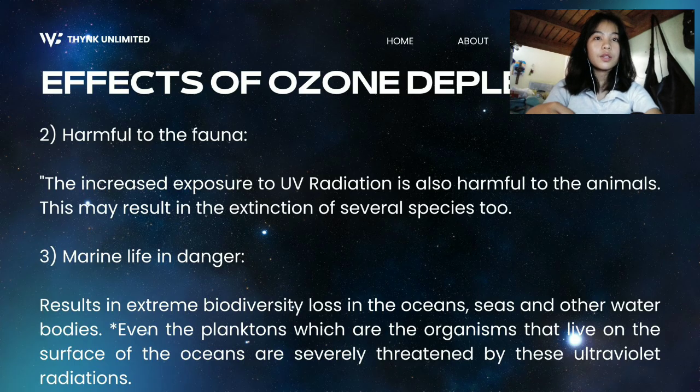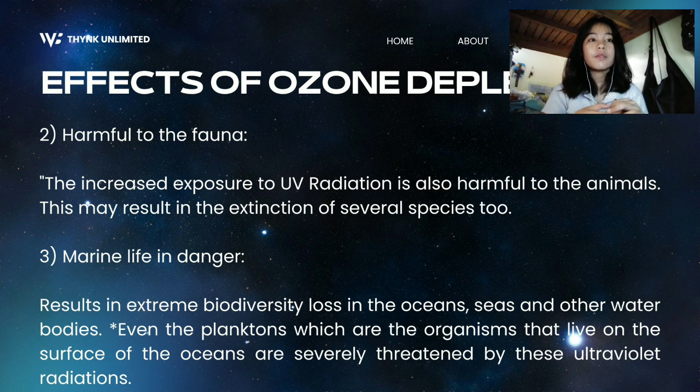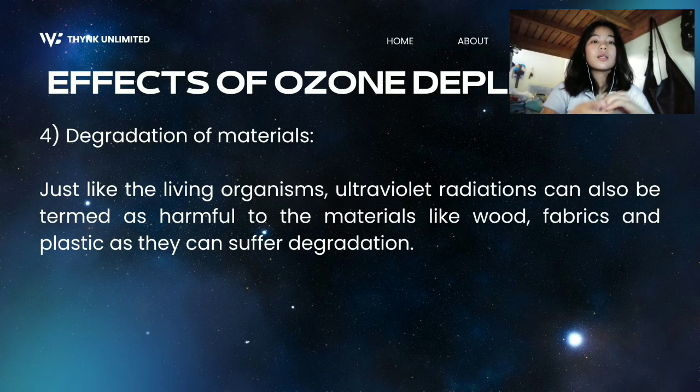Third, we have marine life in danger. It results in extreme biodiversity loss in the ocean, seas, and other water bodies. Even the plankton, which are the organisms that live on the surface of the ocean, are severely threatened by these UV rays. And lastly, we have the degradation of materials. Just like living organisms, materials like wood, fabrics, and plastic can suffer degradation from harmful UV rays.